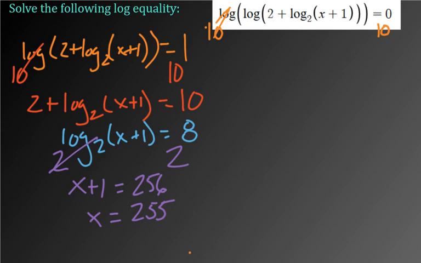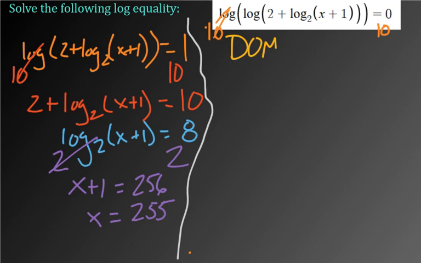And you have to think about domain. So that already probably feels like a lot of work, but you have 3 logs here that you have to check the domain for. So honestly, we're not even halfway done, I would say. So for this next part, domain, got to do this with all the logs. I'm just going to literally go through each log function, and you always just take the inside and you just set it greater than 0.